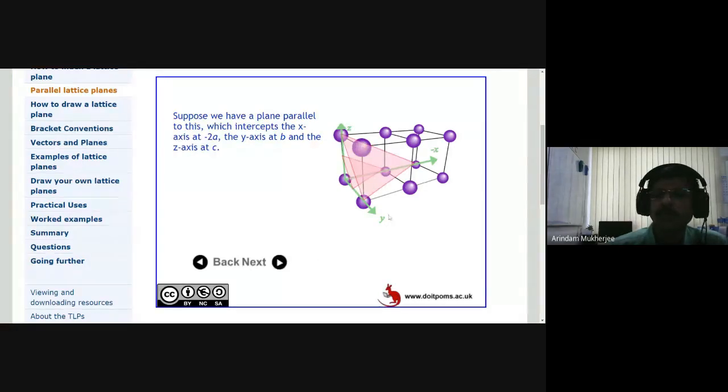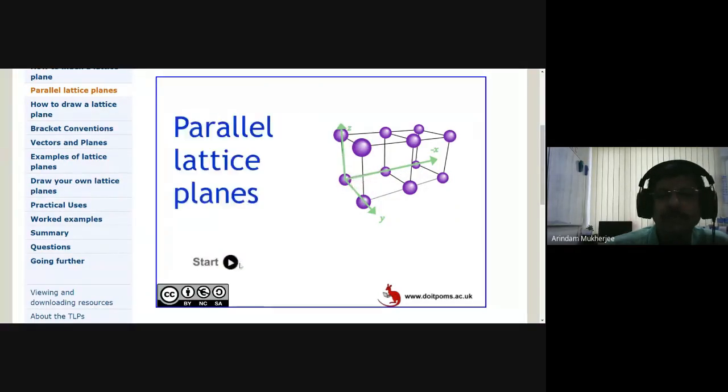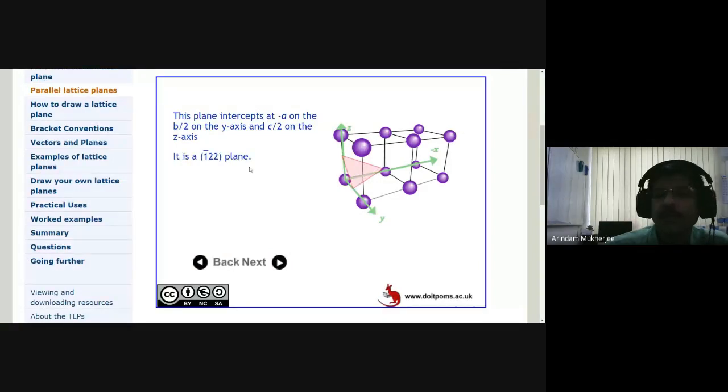Now, how about if you have an intercept at minus 2a, and your y instead of half is 1, and z instead of half is 1. That means the new plane, and you can clearly see that these two planes are parallel. But is this plane going to have a different Miller index? That's what we are going to look at. The first plane we just saw a couple of minutes back, its index was the 1 bar 2 2 plane. Then we came in and we doubled all the values. So instead of x being 1, we made it 2. So minus 1 became minus 2.